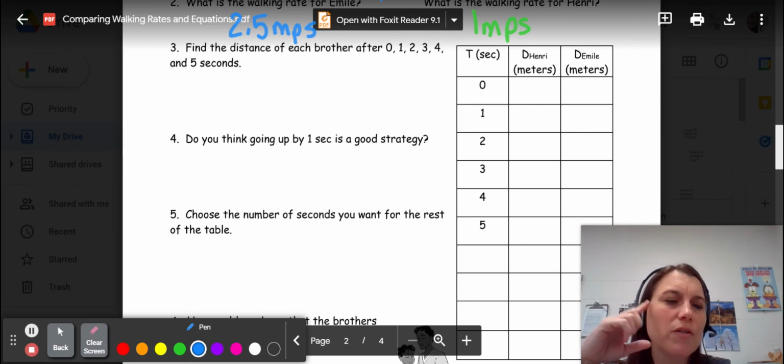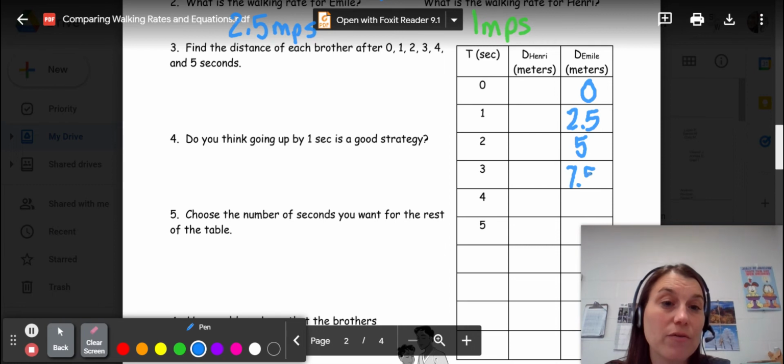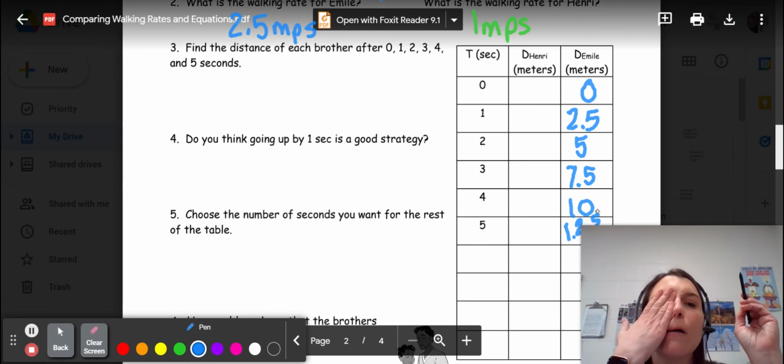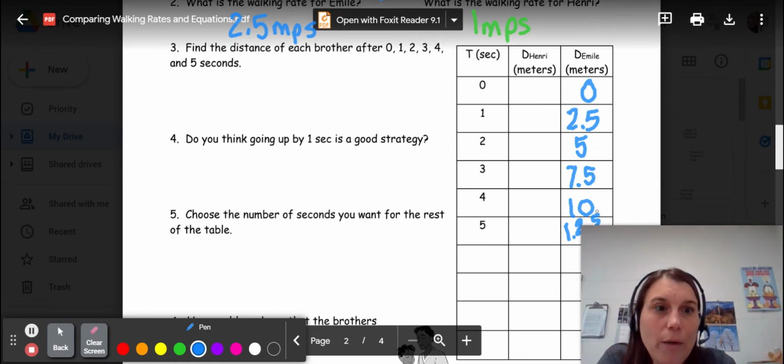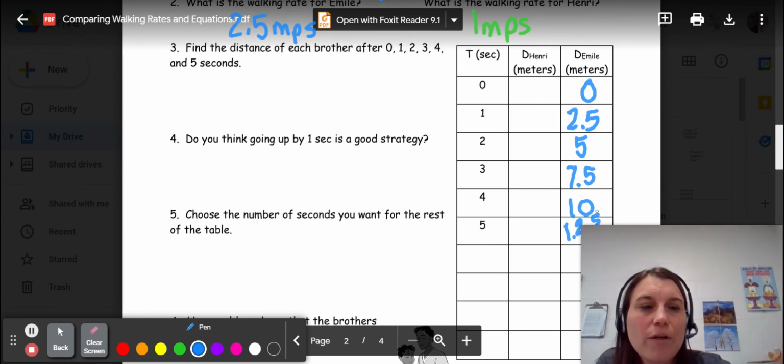Emil's blue. So Emil's the older brother, and he's starting at the starting line, which is 0, and he's going 2.5 meters every second. So I'm going to add 2.5 meters. As the seconds increase by 1, he's going 2.5 more meters. So that would be 12.5. That's 12.5, not 1.25. Oh, sorry. Okay, good enough. We can go from there.